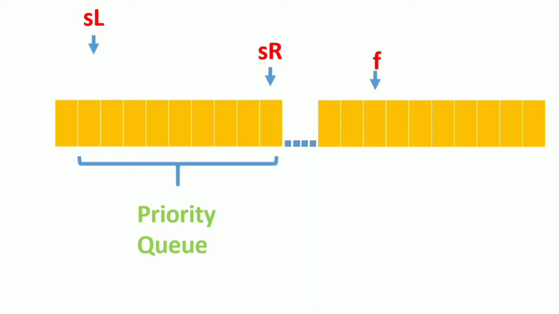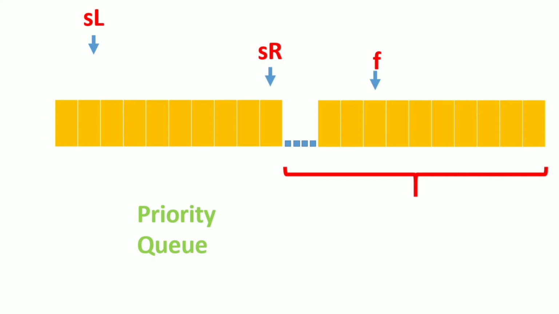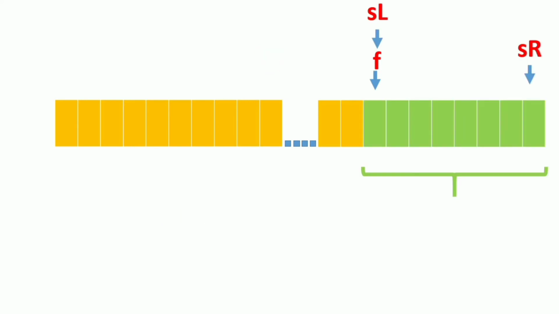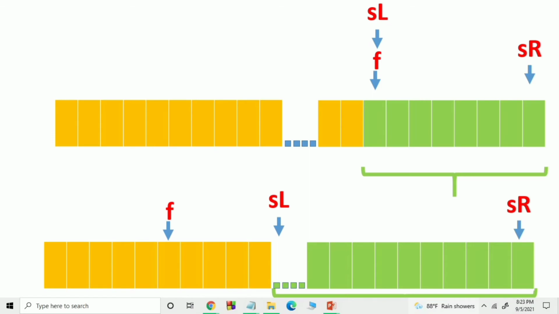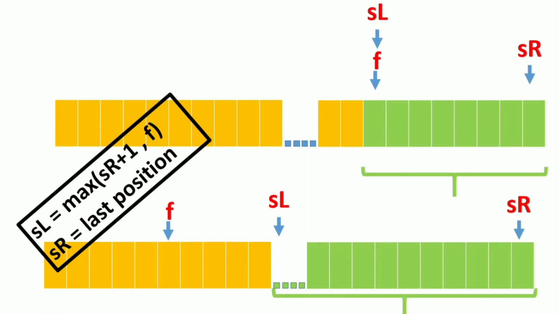This time we will only push the unsorted active elements to the priority queue. So here the unsorted range is this one and the active range is this one. So the unsorted active range is this one. Here is another example where f is inside the previously sorted area. So to handle both of these cases, our SL will be max of SR plus 1 and F, and SR will be the last position of the array. And we will push the elements of this range into the priority queue.